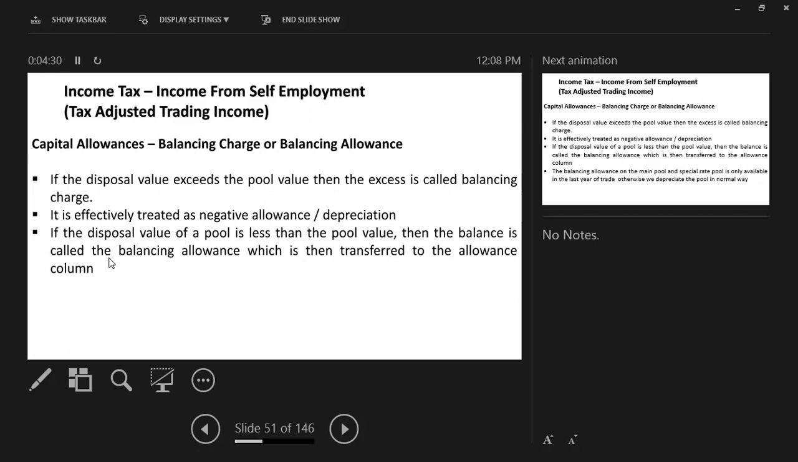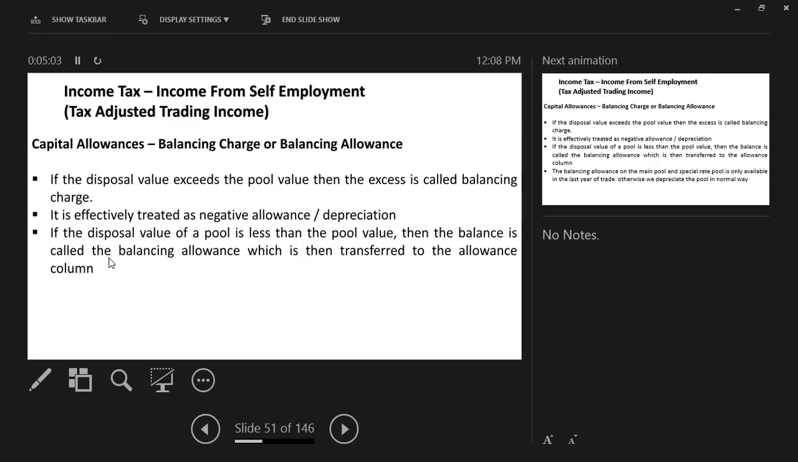The disposal value of the pool: if the pool value is 10,000 and the disposal is 3,000, the remaining amount is called balancing allowance. This is when the business is closed. Remember, normally any balance of the pool we don't claim as a balancing allowance. We charge WDA at 18% or 6% on that balance.